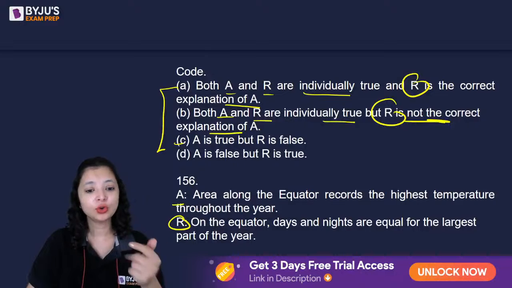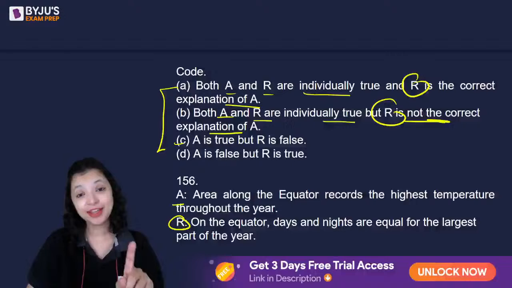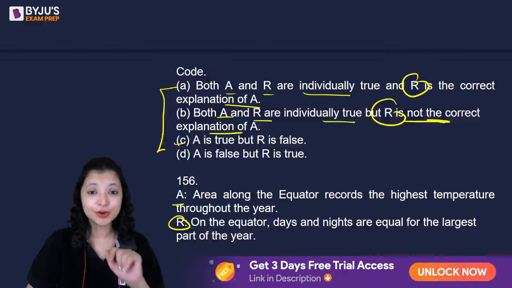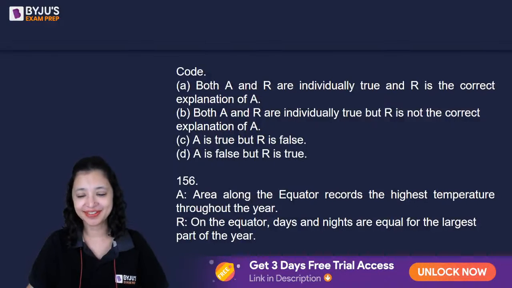C says A true hai, R false hai. D says A false hai, R true hai. Apply your GK and then apply your logical reasoning, and then according to you, send me your correct answer. Good luck, everyone. Hi, Priya. Good evening. Solve this question.